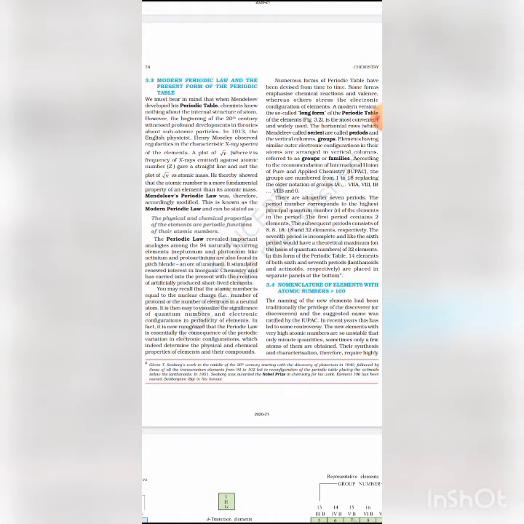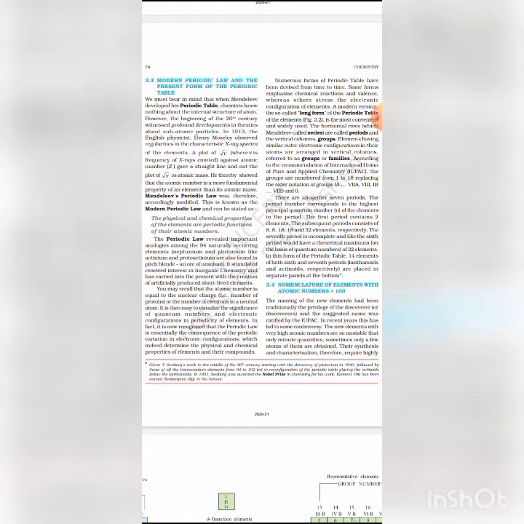Clear? Now we discuss periodicity. Students, periodicity is defined as a tendency to recur at certain intervals. Thus, on moving from left to right or top to bottom in the periodic table, various properties of elements show a gradual trend of increase or decrease.